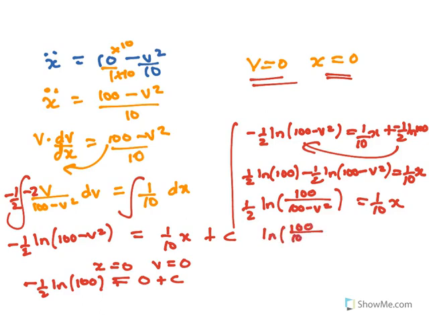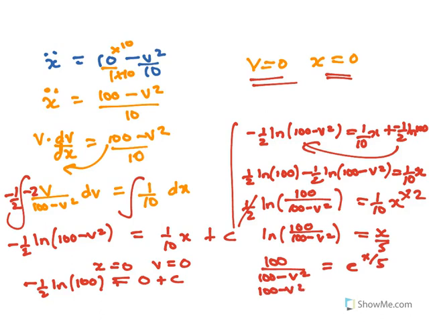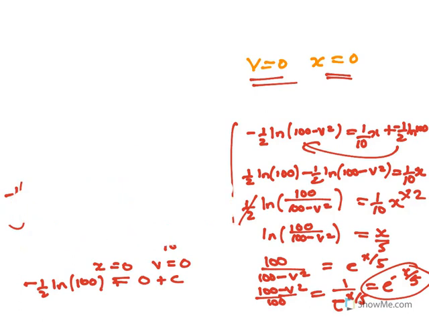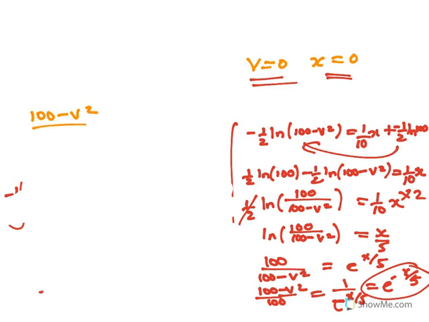Ln 100 on 100 minus V squared equals, I'm going to times by the 2, so I get x on 5. 100 on 100 minus V squared equals e to the x on 5. If I flip that, then I get 1 on e to the x on 5, which is e to the minus x on 5. So I'll rewrite this over here to make life a little bit easier. So we have 100 minus V squared on 100 equals e to the minus x on 5. 100 minus V squared equals 100 e to the minus x on 5.